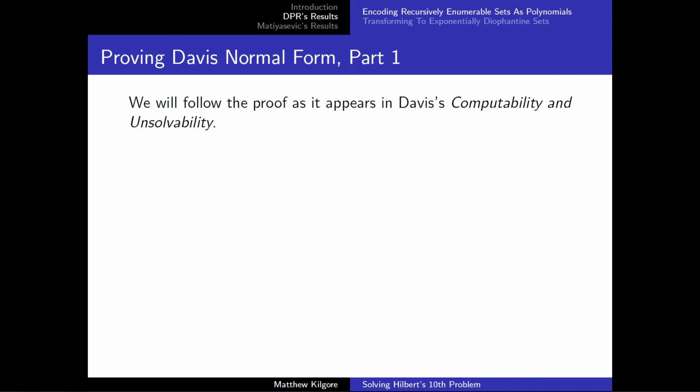Now, to prove Davis normal form, we will proceed as in Davis's Computability and Unsolvability. I will apologize in advance for the nature of this proof. The book is from the 50s. It's written in a slightly bizarre manner, and as a result, a lot of the proof was somewhat convoluted, including a high number of references. I've done my best to recreate it, but it can still be a bit annoying at times.